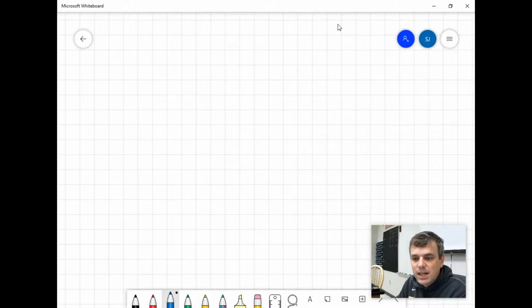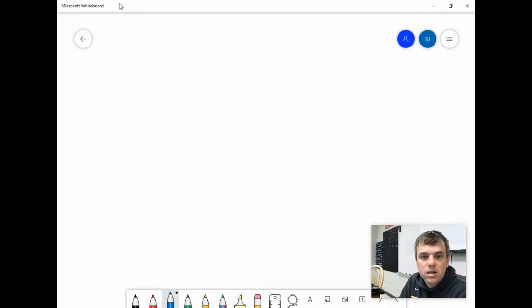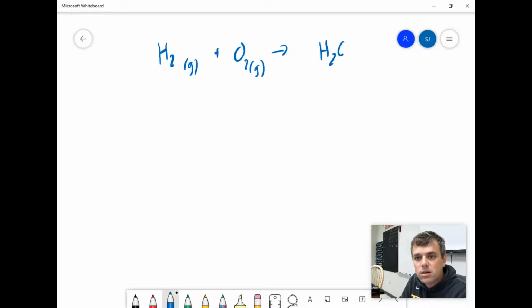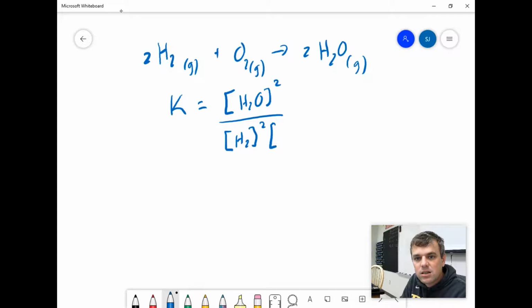There are some other reactions that we could consider. For instance, there's the reaction hydrogen gas plus oxygen gas makes water vapor. If we wrote an equilibrium expression for this, K would equal the concentration of H2O squared over the concentration of hydrogen squared times the concentration of oxygen.